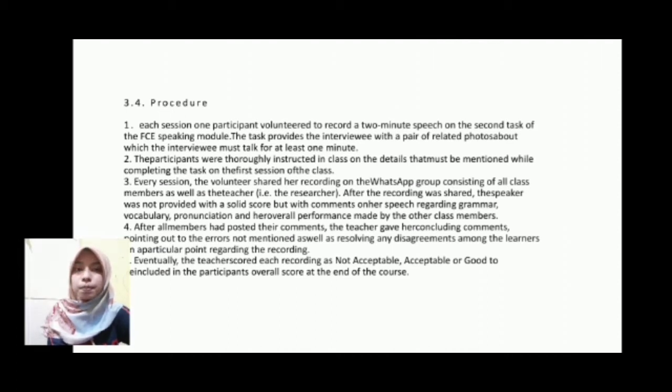In the end, participants were interviewed about their attitudes and views on the method used to assess their speaking ability. The researcher did not force the students to take the interview. Only those who were interested volunteered for the interview. The data is then coded and analyzed.